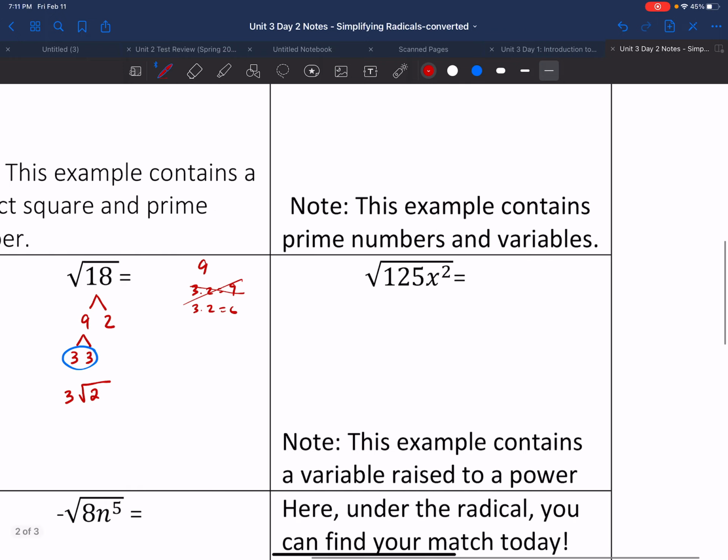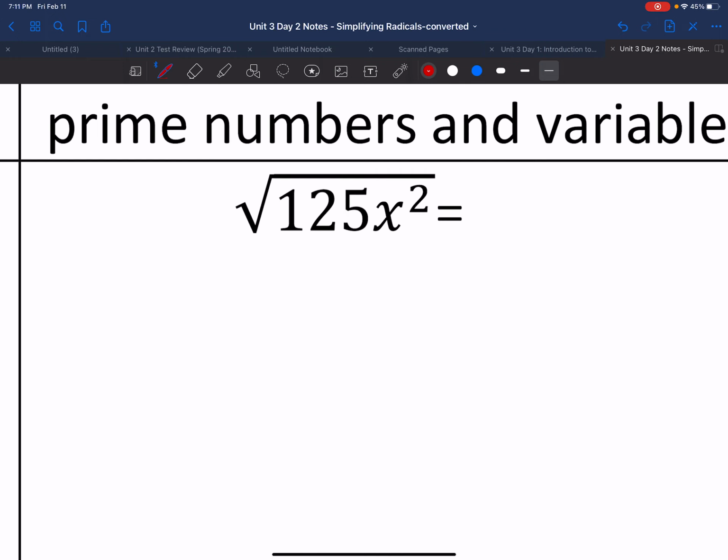Let's do the square root of 125x squared. So we know for sure that 125 isn't a prime number, and x squared is not a prime number. So let's break down the 125. I'm thinking 25 and 5. And then I can break down the x squared, which is just x times x. So can I break down this x? No. Can I break down this 5? No. But can I break down this 25? Yes. So I can go 5 and 5.